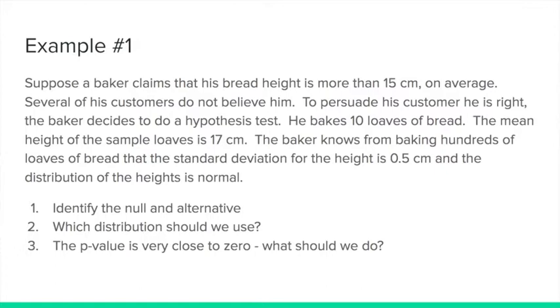The null hypothesis lined up with the opposite of the claim, right? So therefore that means that the opposite statement is rejected, so the claim statement is supported. So all of that to say, it looks like the data supports the baker's claim that his bread height is more than 15 centimeters.